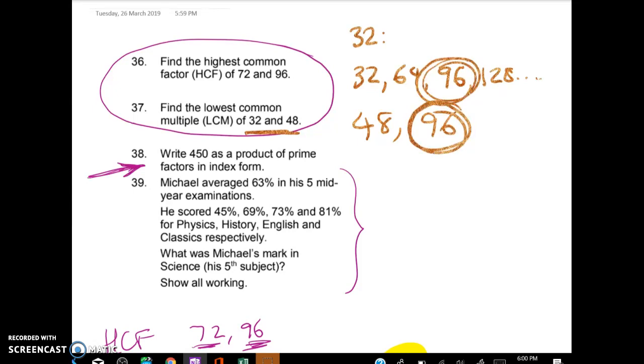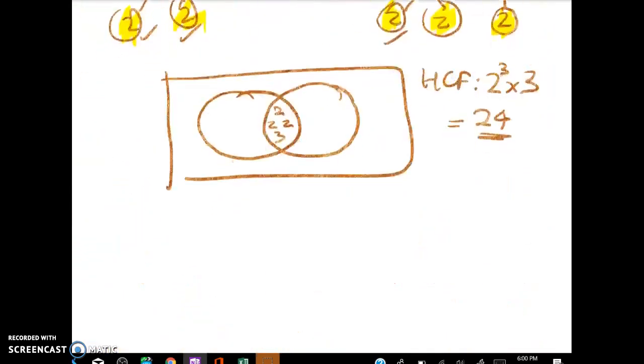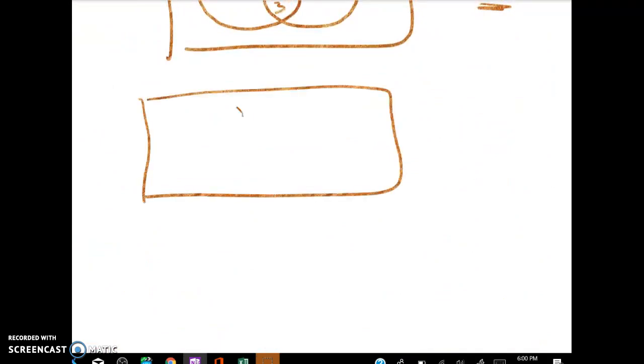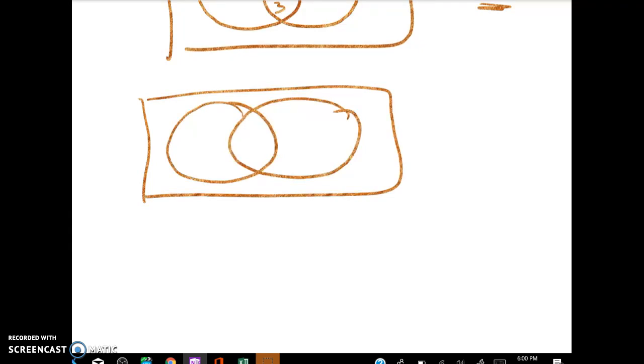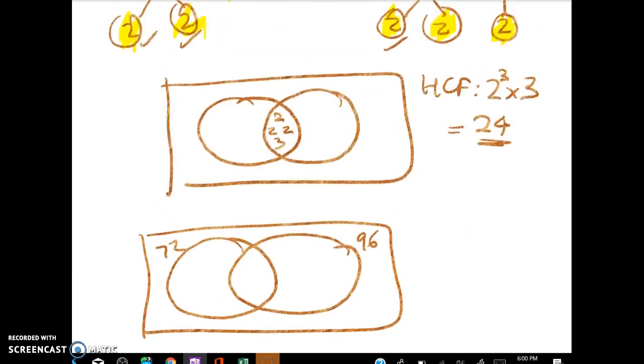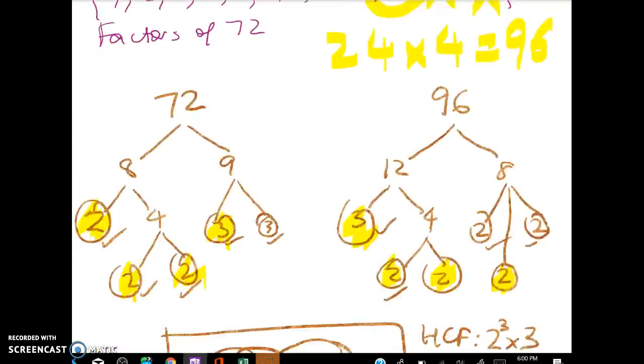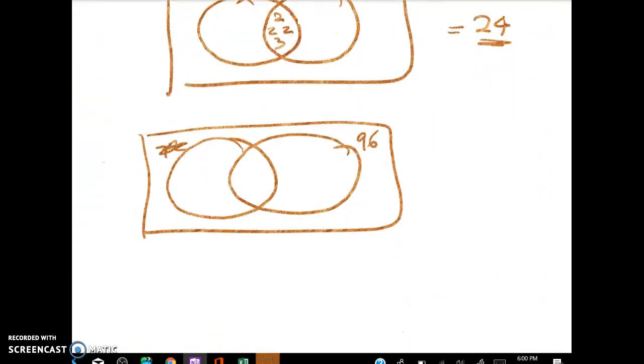But we could have done it using a factor Venn diagram. And if we did that, it would look like this. I'm going to go straight to the answer here, which I don't usually do, but I am this time. So if this is 72 and 96, I think that's what I'm doing. Hang on, let's see. No, I meant to be doing 32 and 48. Wrong numbers.